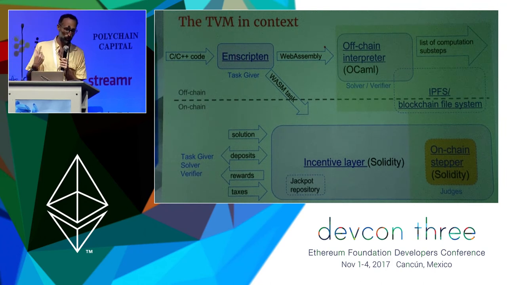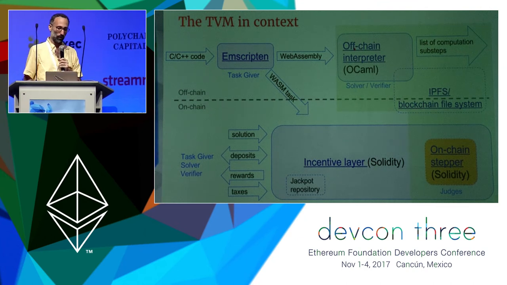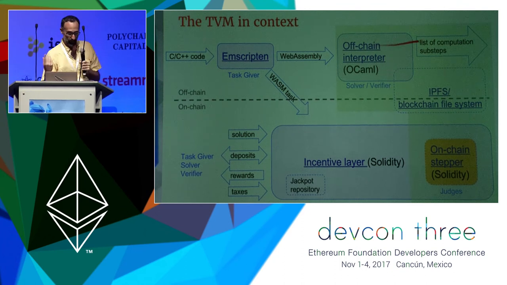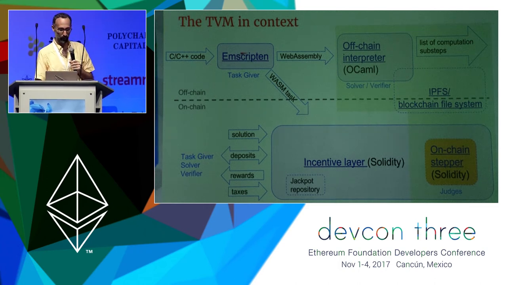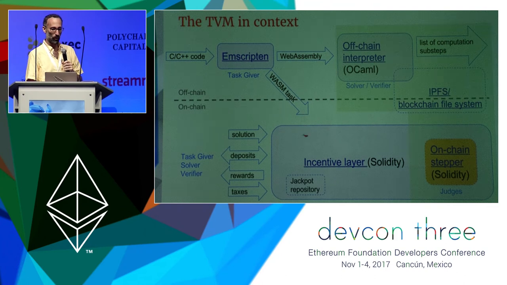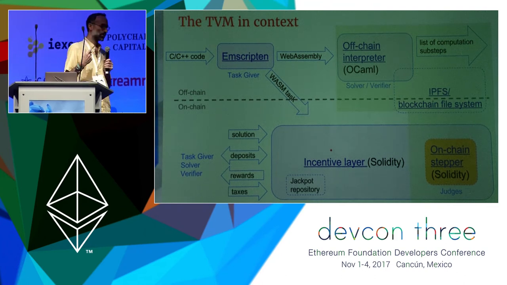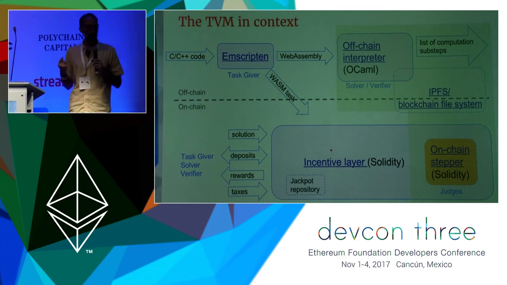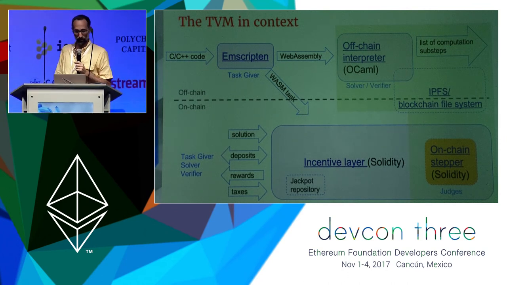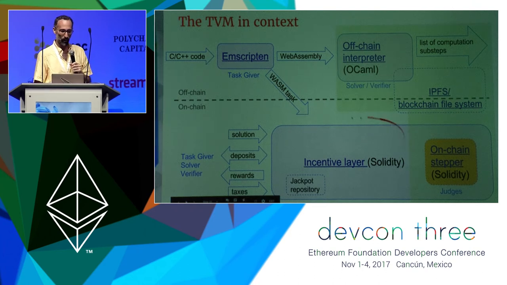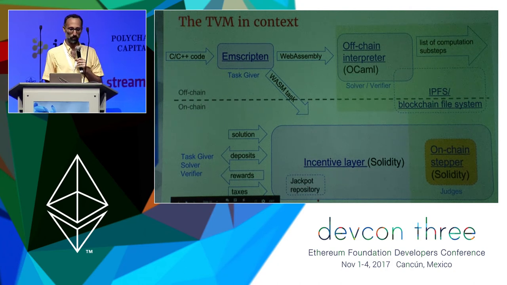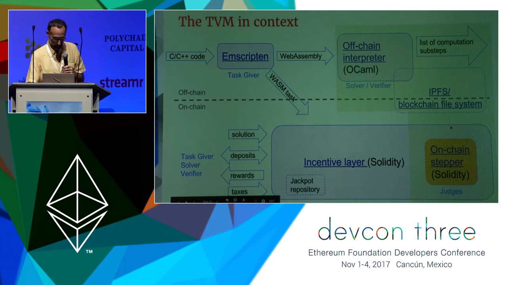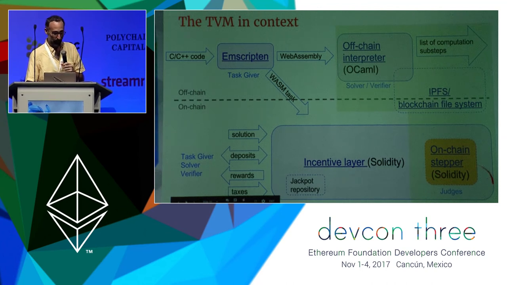Now that WebAssembly code is used in two places. It's used off-chain, where we use the OCaml reference interpreter to generate the states, your list of computation steps that the computation is going to go through. That's used by the solvers and the verifiers. Meanwhile, the task giver commits this WASM task onto the chain itself so that it's enforceable, so the judges can do it there. And then all of this stuff about the incentives that we discussed before and the forced errors are monitored there, and this is what holds the money that pays out some of the incentives. And here's where the judges live. This is on-chain and it runs one step.